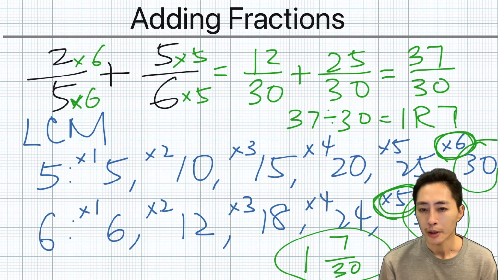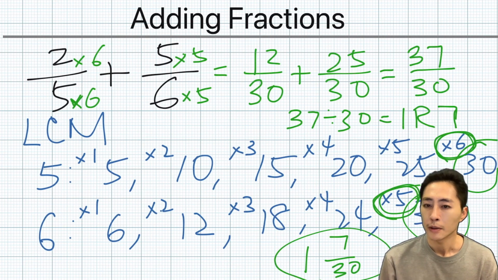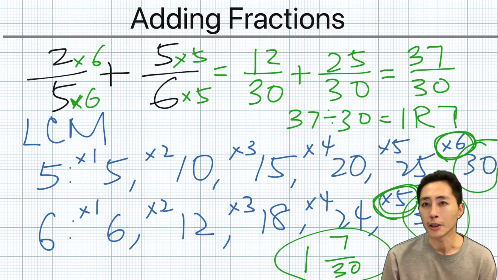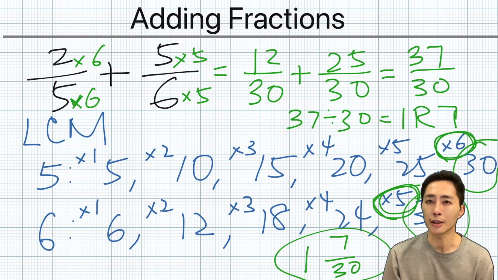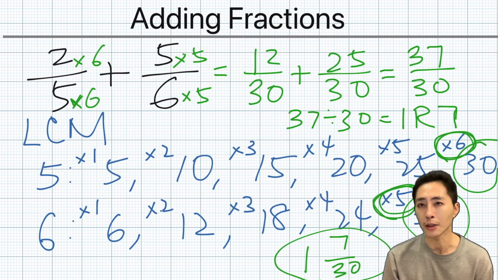So adding fraction requires the denominator to be the same. If your problem already starts with a common denominator, that would be the easy part. All you have to do is just add the numerators together. Otherwise, if you have unlike denominators, what you want to do is find the common denominator by least common multiples. Once you find that, make sure that you multiply the same multiple as you did in the denominator in the numerator. Then the last step, we just add them together. And if it's an improper fraction, make sure you convert it to a mixed number.